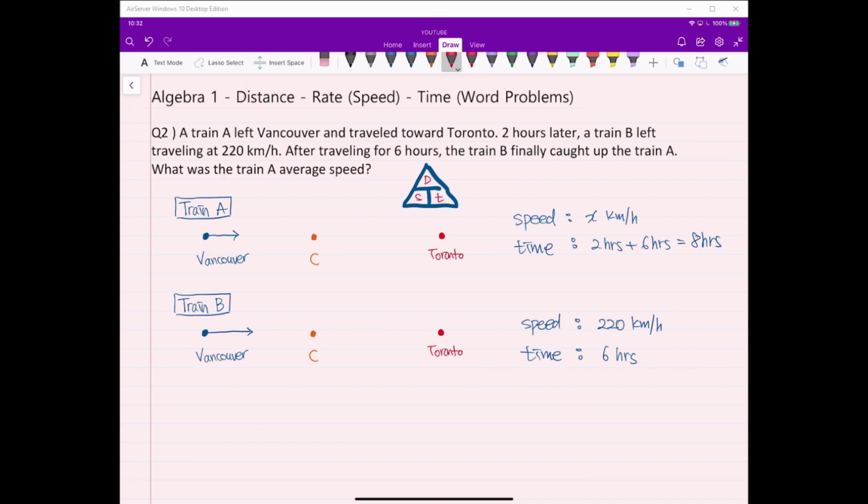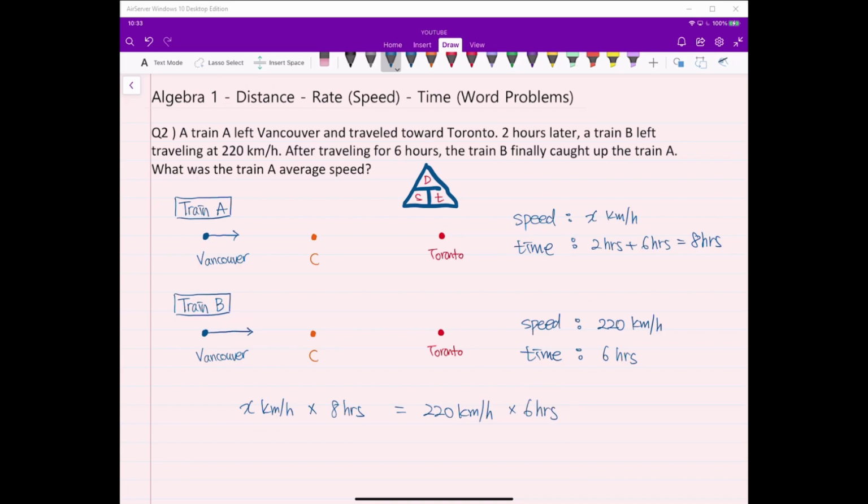Again, you could have realized while we are drawing the situation here, the travel distance for train A and B are the same between Vancouver and point C. To put that into an equation, we can say the product of speed and time for train A must equal the product of speed and time for train B. Therefore, x km per hour times 8 hours must be the same as 220 km per hour times 6 hours.